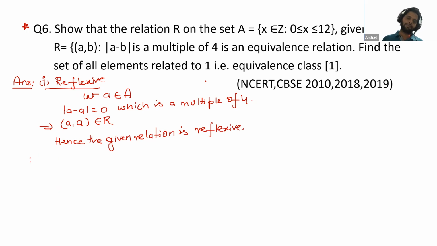Okay, now the second part. Second is symmetric.